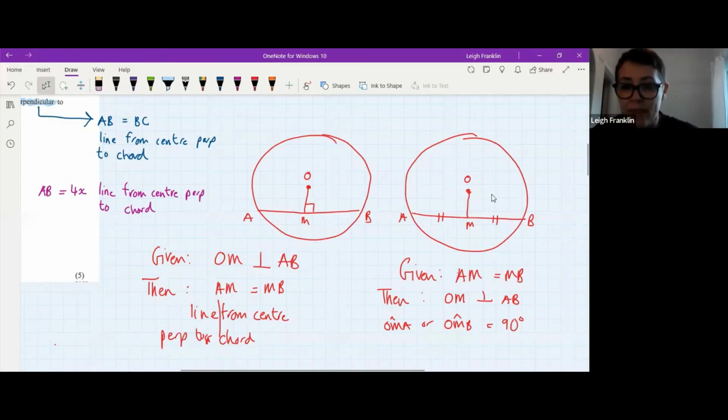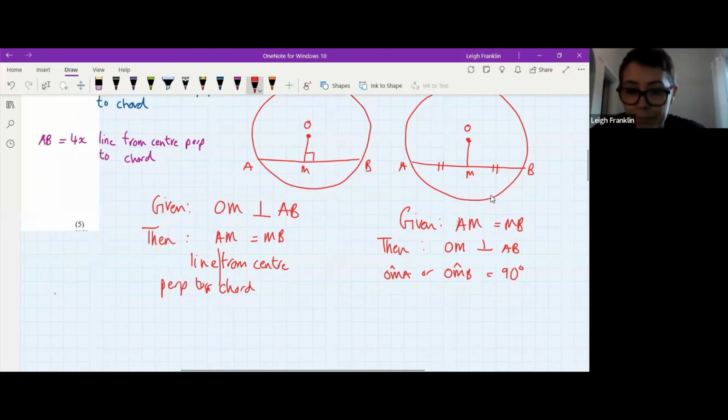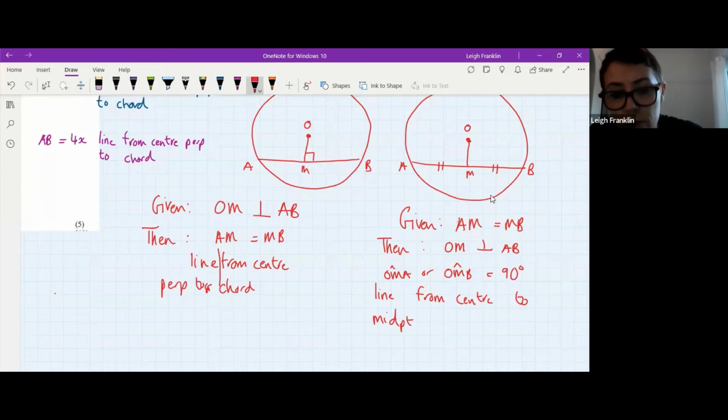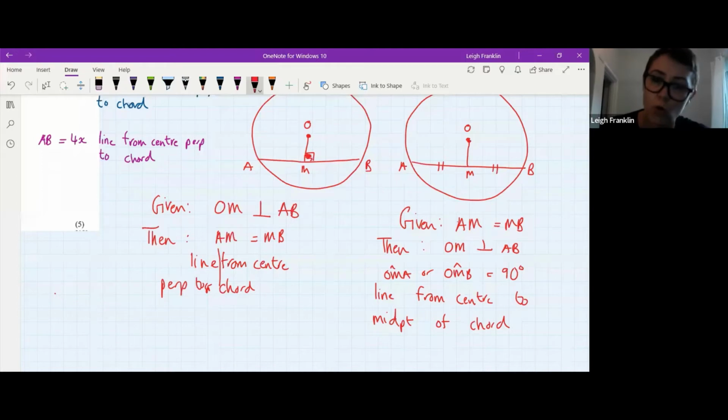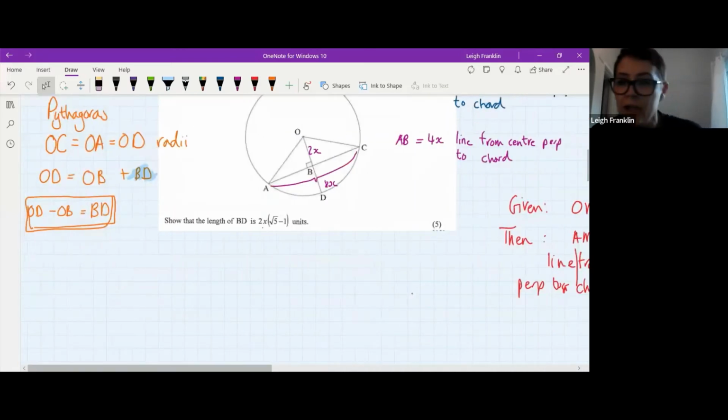Now this is the one where we say line from center to midpoint of chord. So that's essentially the difference between the two. If it comes with a 90-degree angle like the first diagram did, it's line from center perpendicular to chord because that's what we've been given, and that means it cuts the chord in half, therefore AM equals MB. Okay, so fabulous.